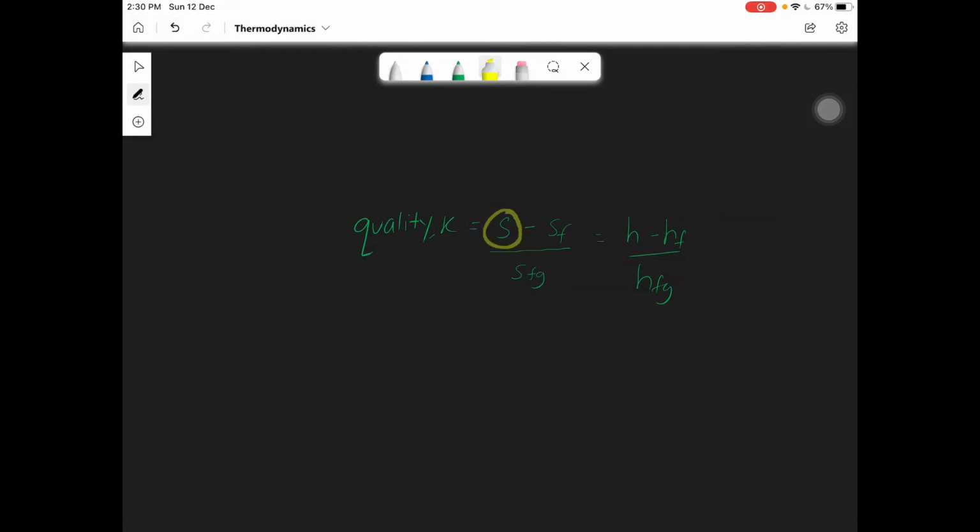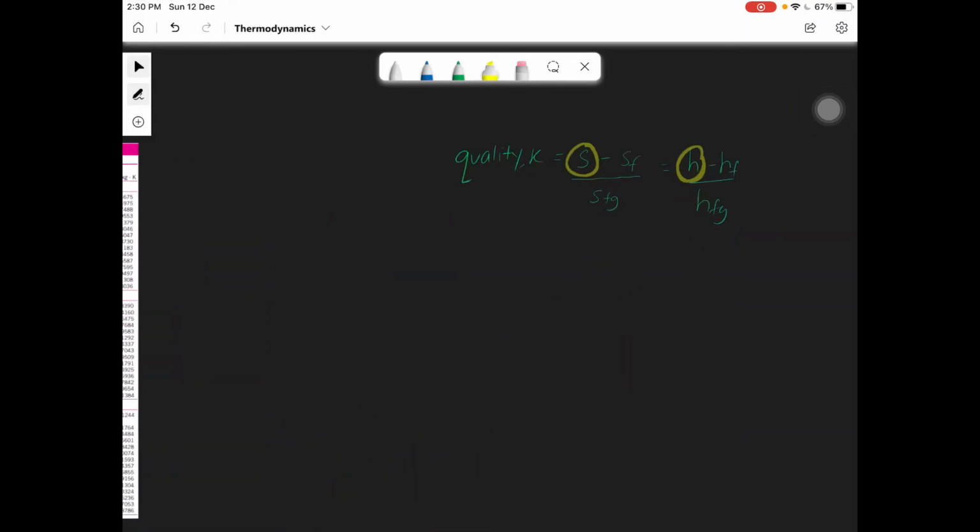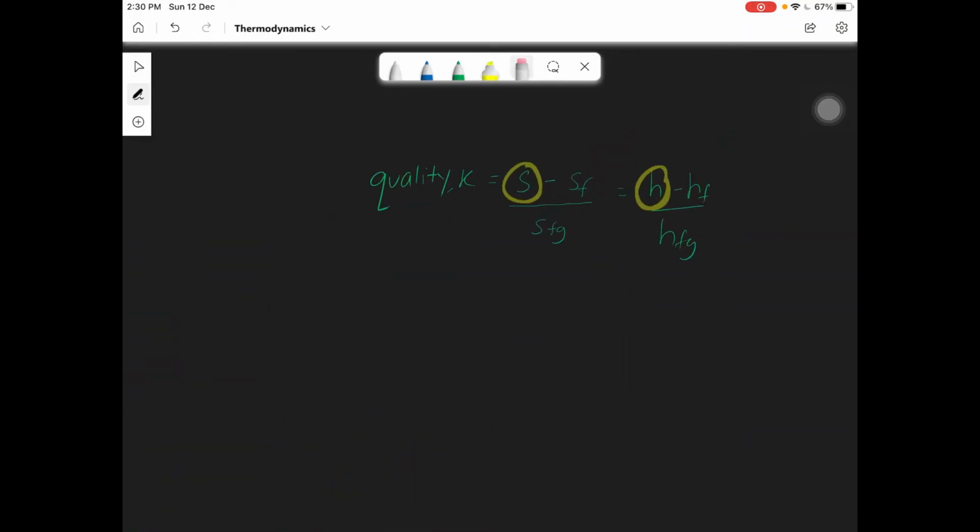Do we have S from the table? Yes, because our S3 equals S4. Okay, great. Do we have H? No, we don't have H. We don't have H4. So we need to find it.